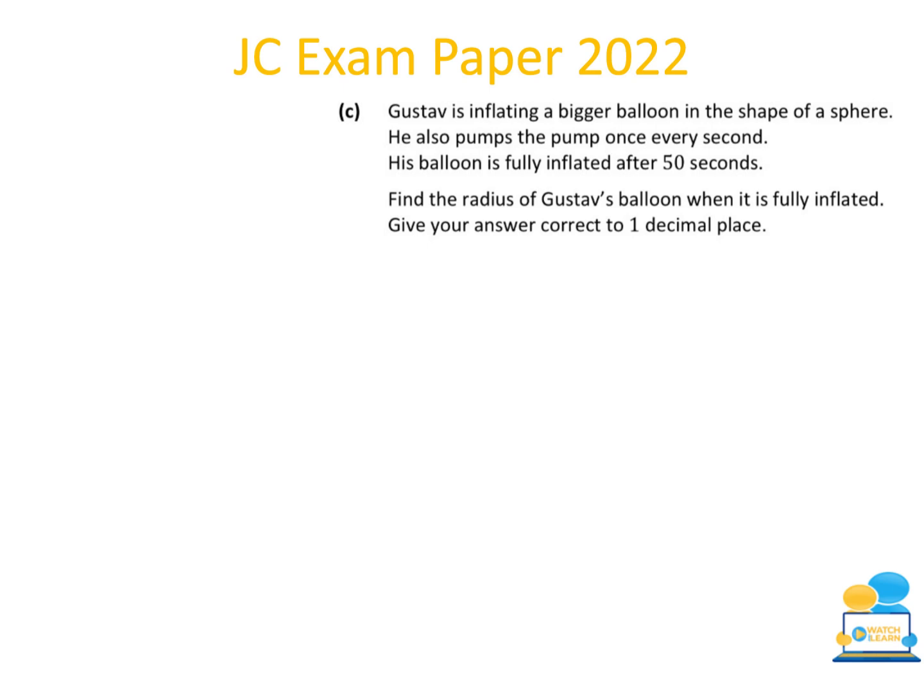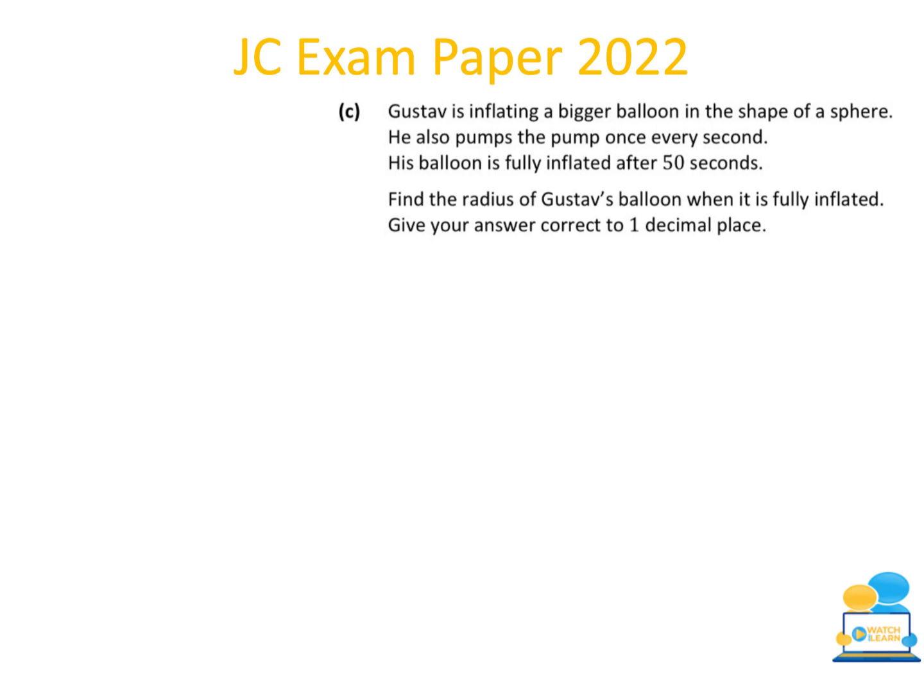So again, I'm going to treat this question as 2 separate parts. Firstly, I'm going to find out what is the volume of Gustav's balloon. And I can find that out by multiplying how much volume of air is in one cylinder pump and multiplying that by 50, as he's doing 1 pump every second. That will give me the volume of his balloon, which I know is in the shape of a sphere, so therefore must be equal to the volume of a sphere formula. That will allow me to create an equation and hopefully allow me to solve for the radius.